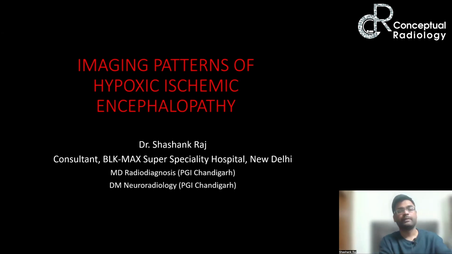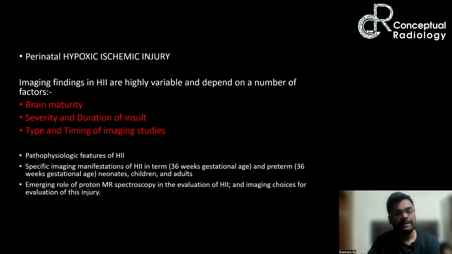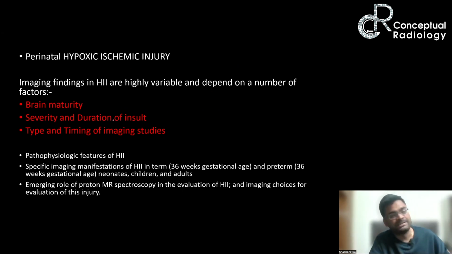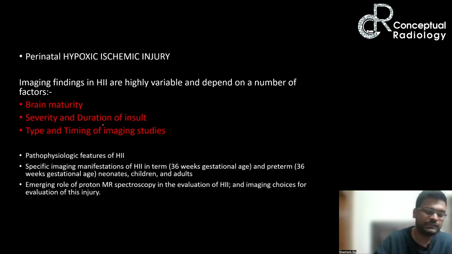Today we are going to discuss a very important topic, that is imaging patterns of hypoxic ischemic encephalopathy, right? So the imaging findings in hypoxic ischemic injury are quite variable and depend on a number of factors, starting with brain maturity, whether we are looking for HII in a neonate or an adult. The imaging pattern will vary depending on the brain maturity. And then what is the severity of the hypoxic insult and what is the duration? So there are a number of factors which determine the imaging pattern of HII.